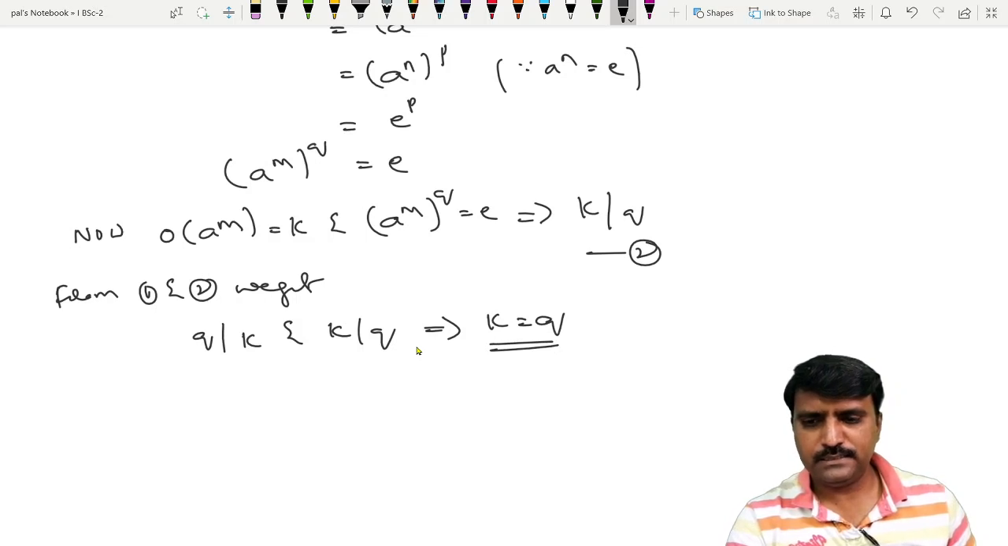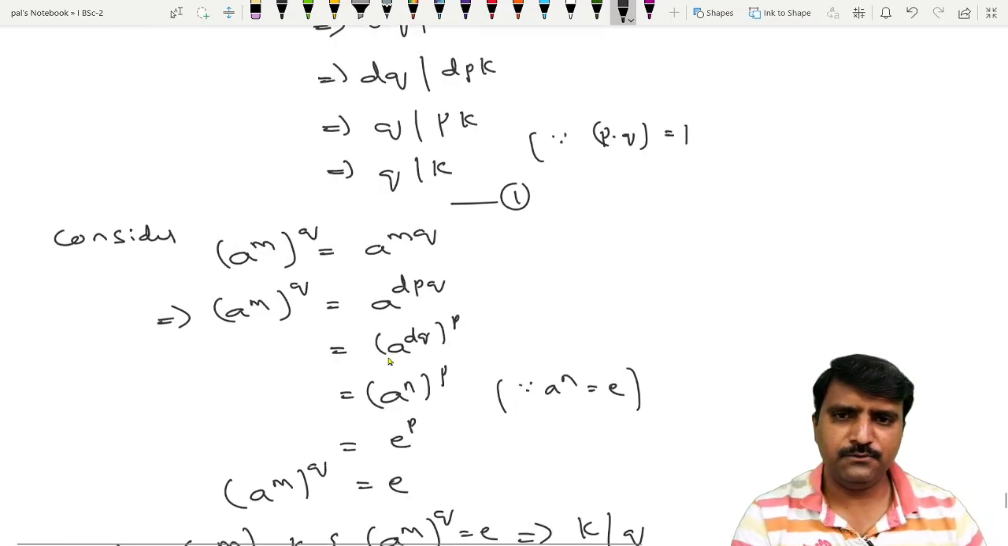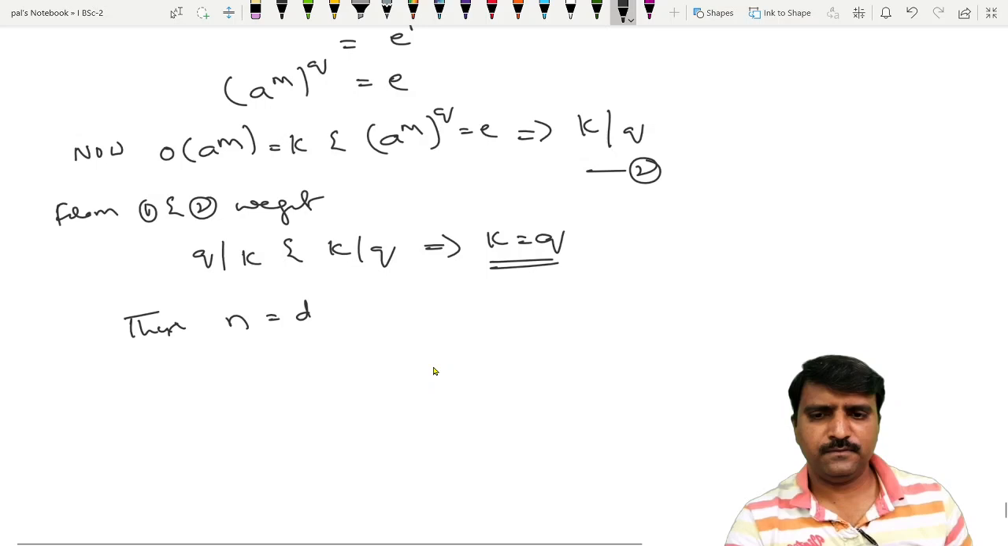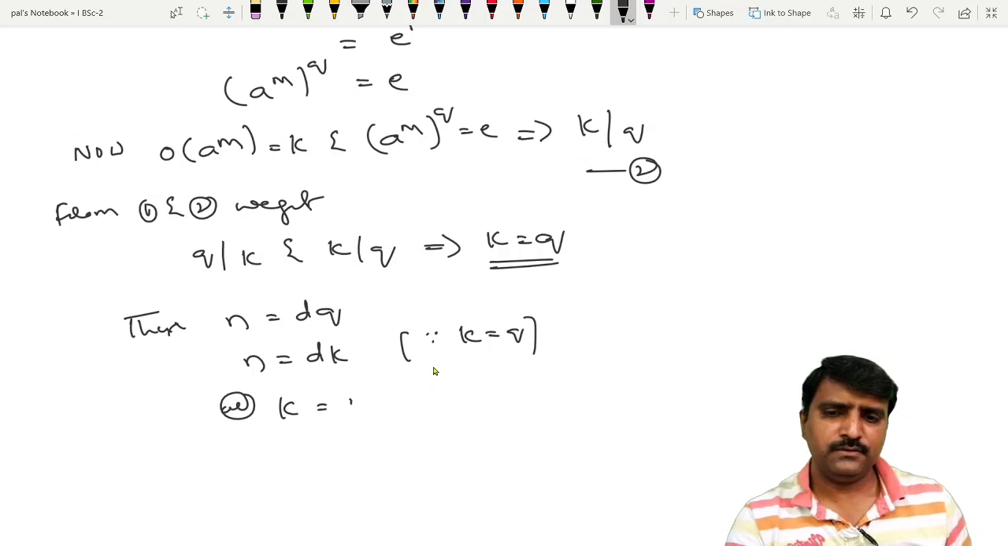So which implies that thus, n is equal to dk. n is actually equal to dq. We take that n is initially equal to dq, which can be written as dk because k is equal to q. Okay, so n is equal to dk, or you can write k is equal to n divided by d.